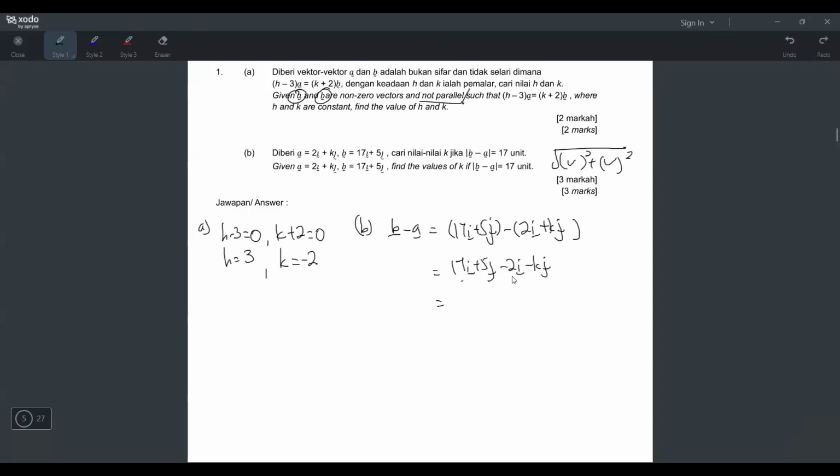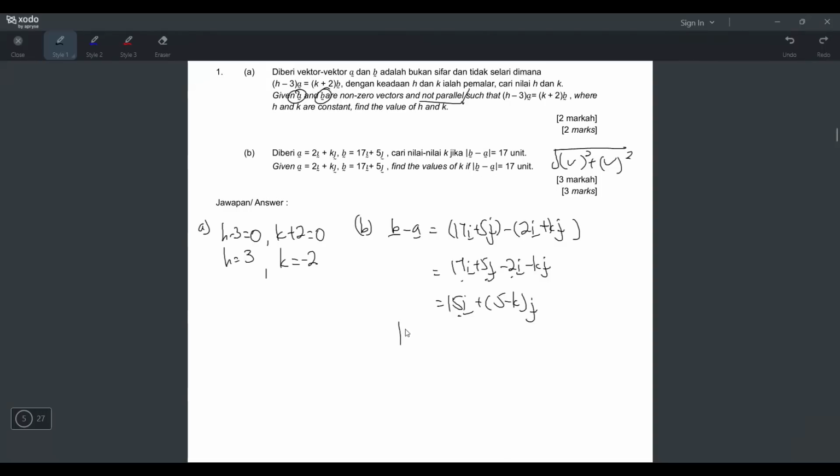Alright, so i with i can be done, j with j can be done. 17i minus 2i is 15i, and 5j minus kj is 5 minus k, which cannot be simplified, but you can factorize out the j like this. It's always recommended in vector to write your answer like this: one i, one j. Okay, it's not over yet.